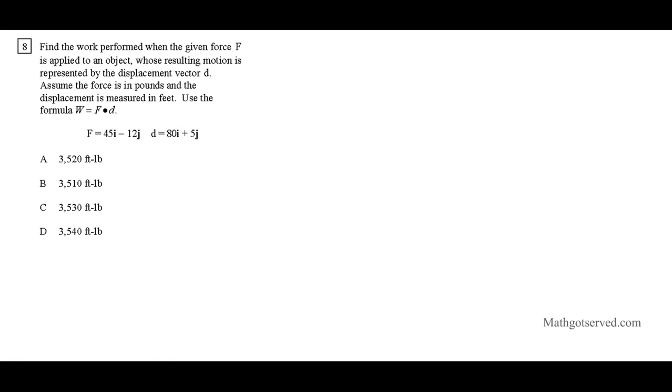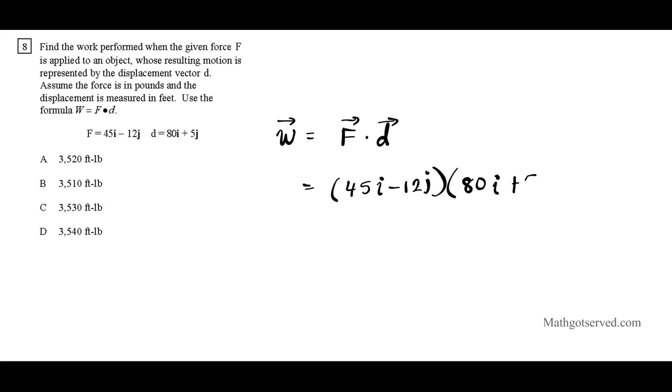Okay, so to look for the work done, we're going to be dotting vector F and vector d. That's expressed in the ij form. So we're going to have 45i minus 12j dotted with 80i plus 5j.